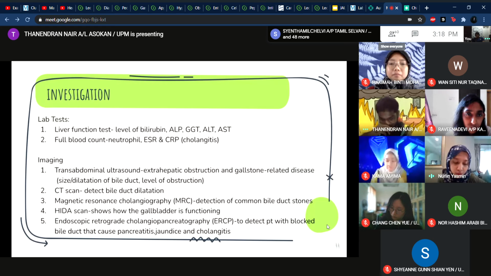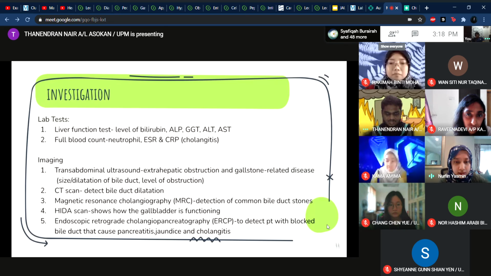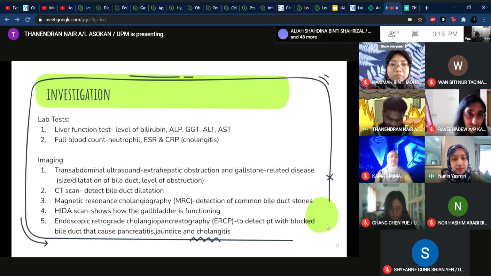We use the MRI to produce a more detailed picture of the biliary tree, which consists of the gallbladder, liver, and bile duct. And we can also detect common bile duct stones. Next, we can do the HIDA scan. The HIDA scan is when we inject the HIDA, which is the hepatobiliary iminodiacetic acid, into the patient, and then the HIDA will be taken up by the gallbladder, and we can see the functioning of the gallbladder through the HIDA scan.